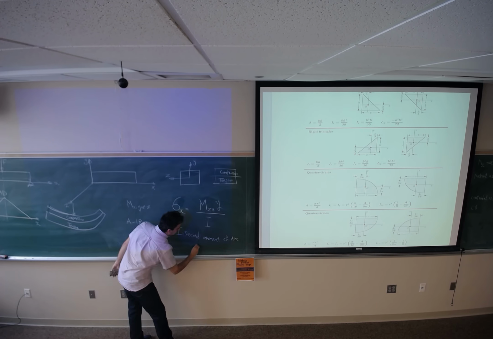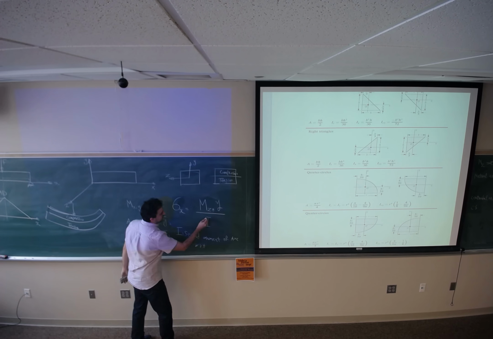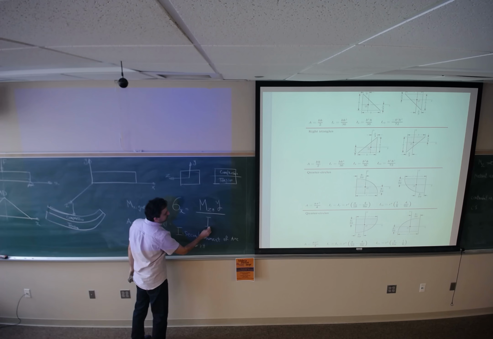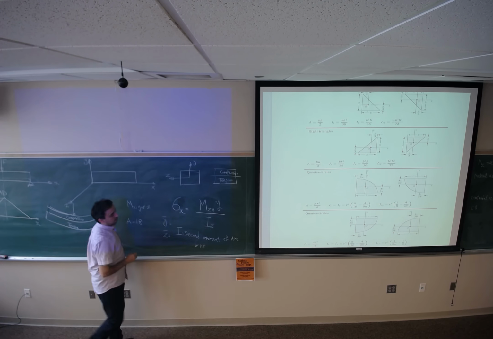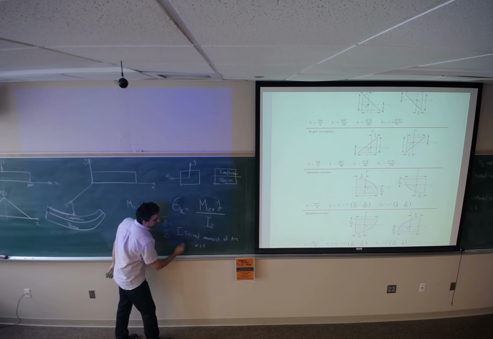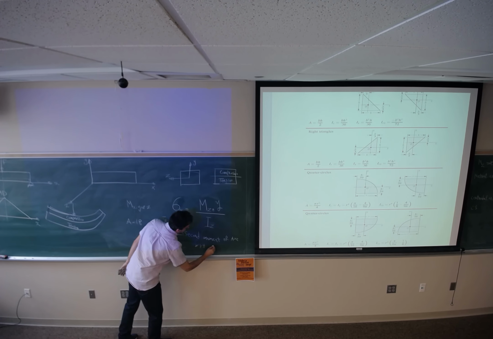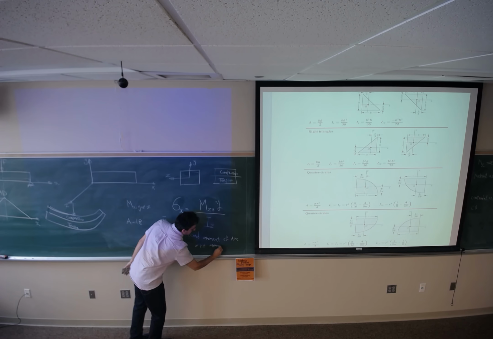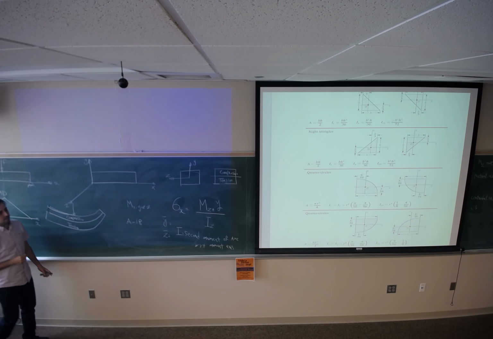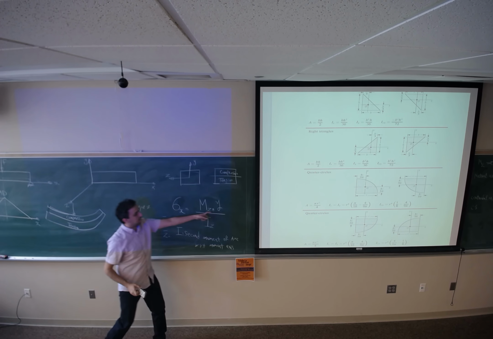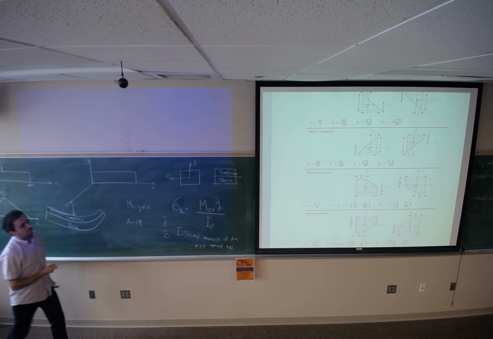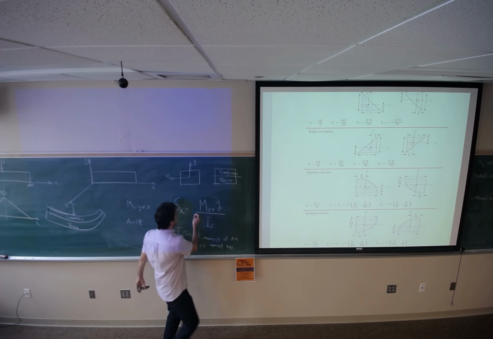With respect to which axis? Whatever is the axis of moment, it should be the second moment of area with respect to that moment axis, whatever that is. So it's going to be Mz times y divided by Iz. But we need to add one negative sign here.